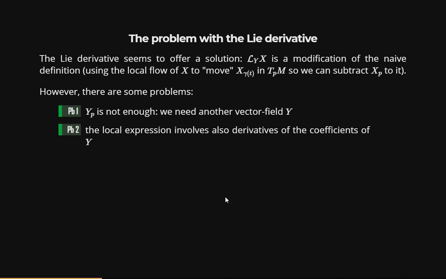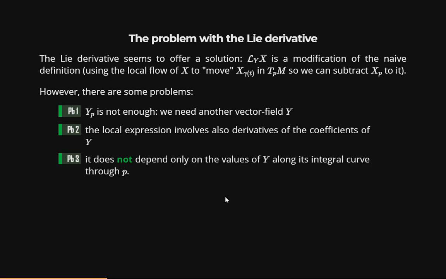Second problem, just really a computational one. If you look at the local expression, you remember the Lie derivative is just the commutator, and the commutator involves the derivatives of both the fields. So you are deriving the coefficients of X and the coefficients of Y. So it's a bit weird, because we would like something that works more or less as a dot product, like the directional derivative in R^n, which is the dot product with the gradient, or the directional derivative of the gradient, which is the dot product with the Hessian, and so on.